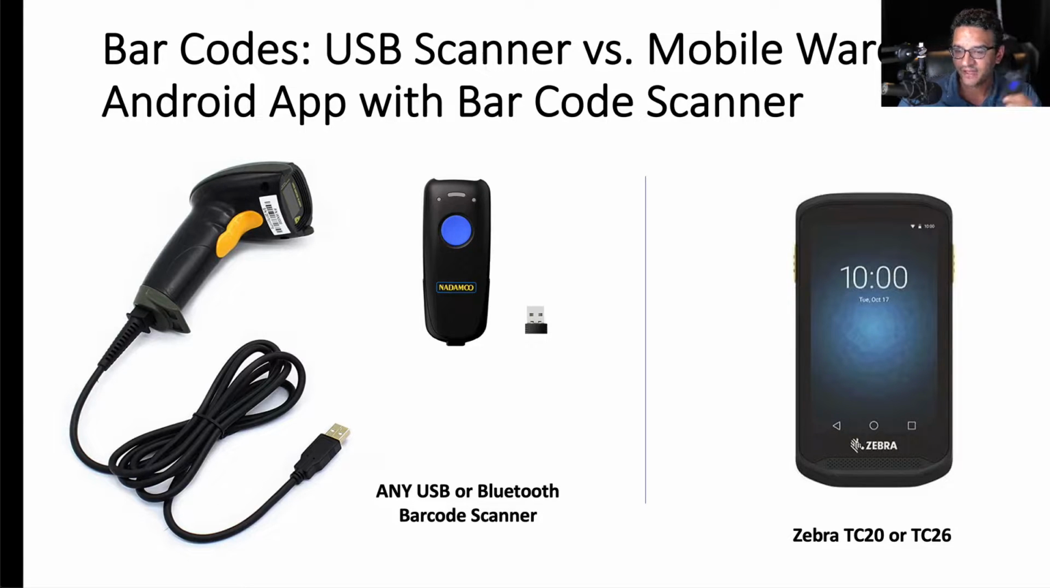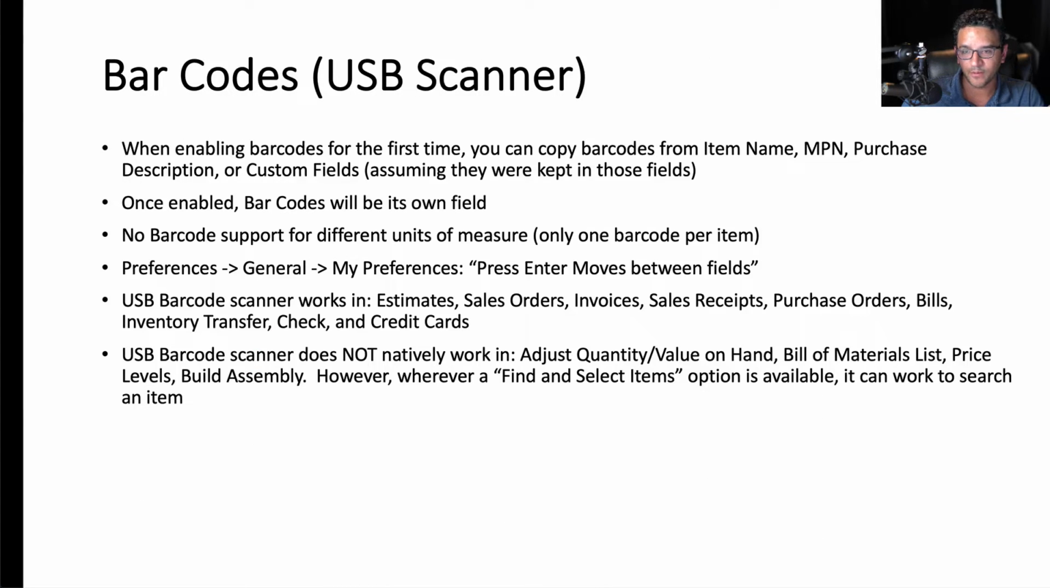I happen to have this one that was $50 on Amazon. It's really neat. I can hold it in the palm of my hand. It's off-brand, like Nadamco. Nobody's ever heard of it. I've had it for 2 years. It works great, battery-powered, and it has a little USB dongle that you can't lose that plugs into your computer, and then it's basically the same thing as having a wired USB barcode scanner.